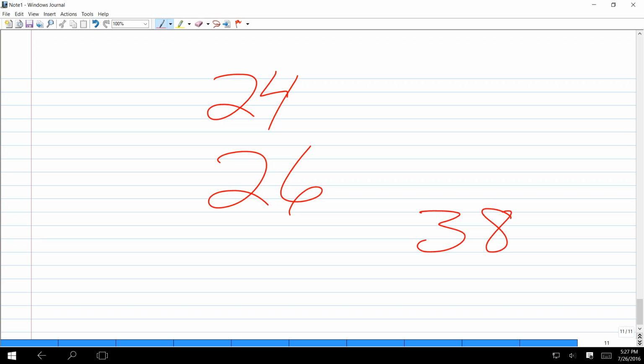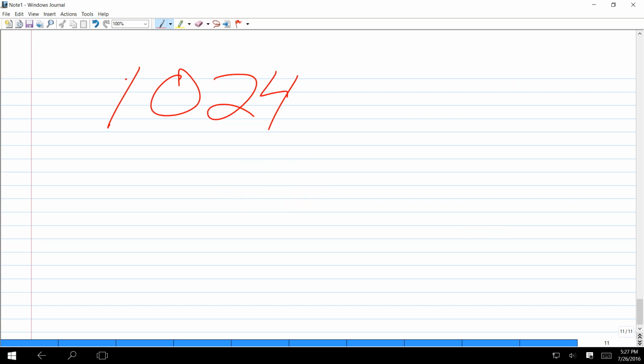Let's talk about 4. If you know your times tables, tell me if these are divisible by 4. Yes. No. No. Good. Now, the rule with 4s are if the last 2 digits are divisible by 4, the number is divisible by 4. That's all you need to know.